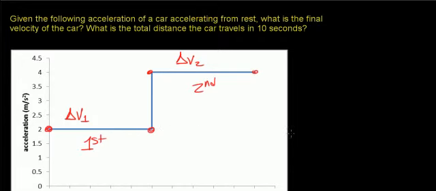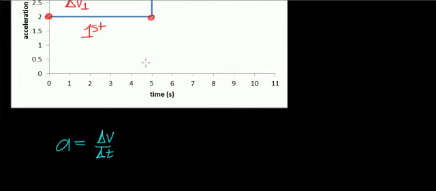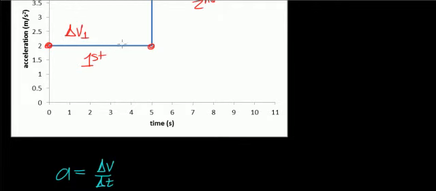Now, to calculate the change in velocity, we're going to use the straight definition of acceleration, or in this case, constant acceleration. Acceleration was defined to be the change in velocity per change in time, and this is valid in this case because the acceleration is constant. It's a nice horizontal line.